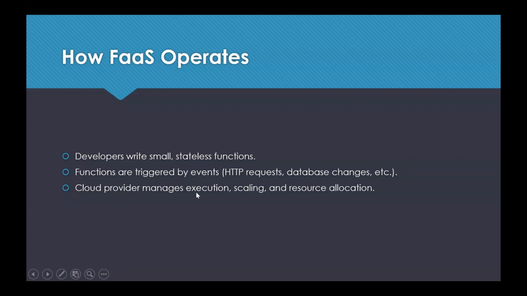The cloud provider manages execution, scaling, and resource allocation. The cloud provider whose function as a service model you are using will manage the scaling of the function and resource allocation as well. So you don't have to worry about how your function is running. You just have to use it.